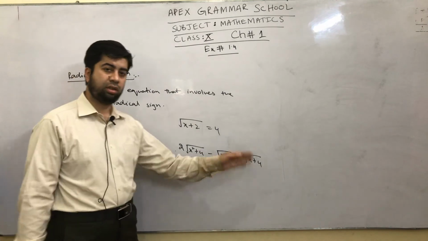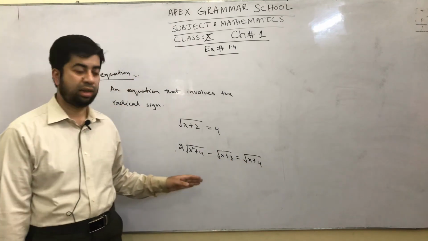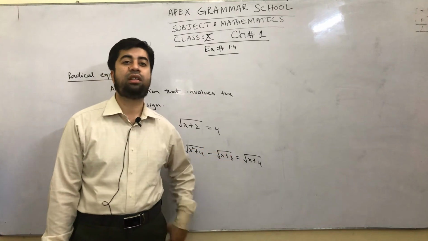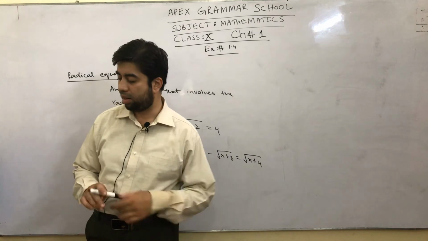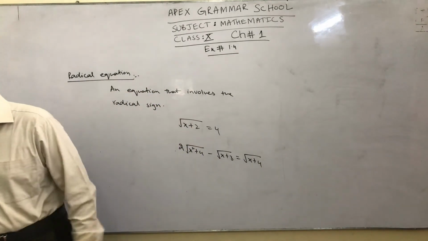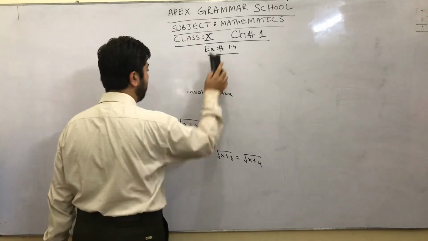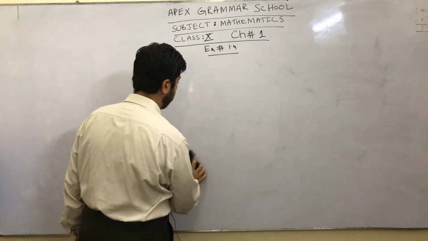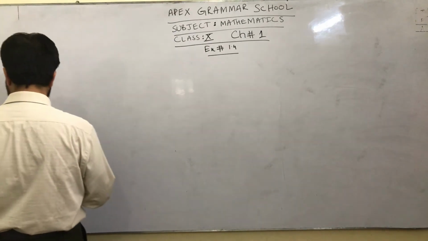This is an equation. Yes, this is an equation. This equation contains a radical sign. Yes, this equation contains a radical sign. So this is the radical equation. How do we have to solve the radical equations? That will be the part of exercise 1.4. So now we will talk about exercise 1.4.